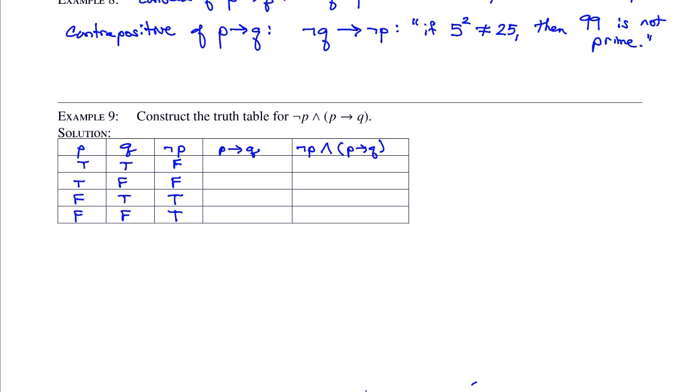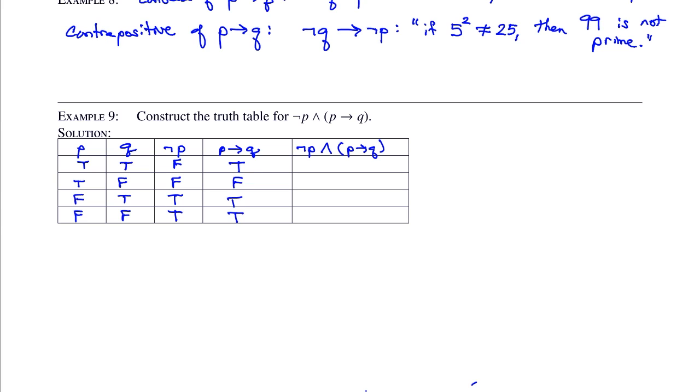Fourth column, if P, then Q. Now, we're back to using the first column for P and the second column for Q. So, if true, then true is true or false? True. That is true. If true, then false is false. If false, then true. True. And if false, then false. True. So that one pretty much comes straight from our conditional table.